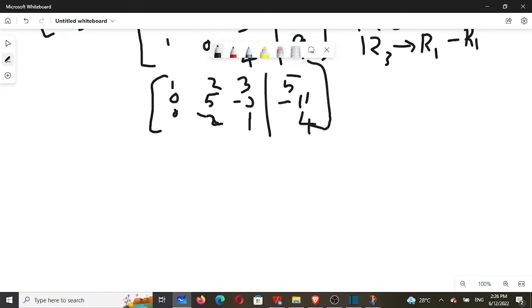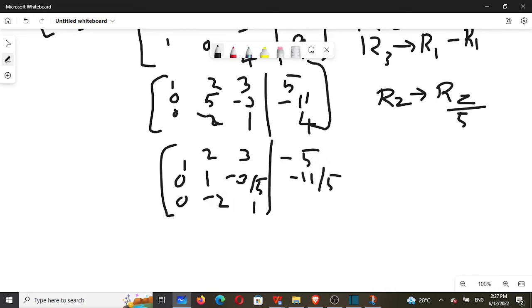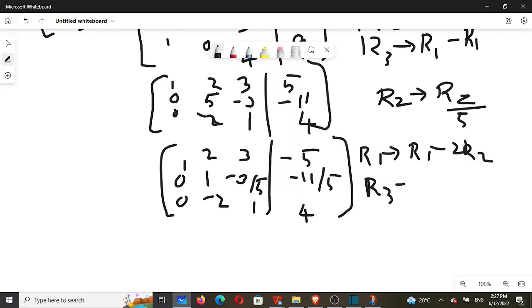Now we have to change the second row, so R2 changes to R2 by 5. So this is equal to 1 2 3 5 becomes 0 1 minus 3 by 5, minus 11 by 5, and the third row is minus 2 1 4. Now R1 changes to R1 minus 2 R2 and R3 changes to R3 plus 2 R2.